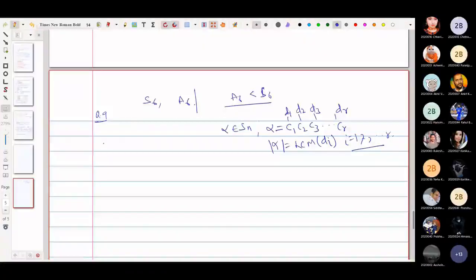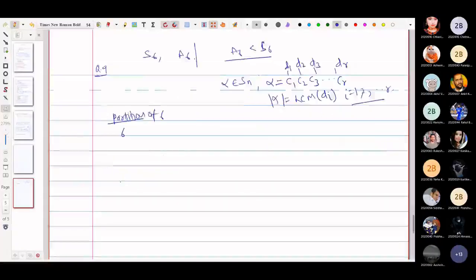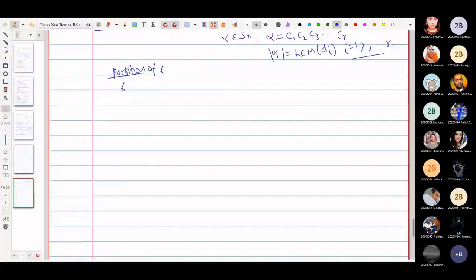So let us take a partition of 6. We take the partition of 6 and then we find its partitions. Partition means how we can write 6. We can write 6 as 6. We can write 5 plus 1, because in S6 there are 6 symbols. Not 6 plus 1, this is 5 plus 1.